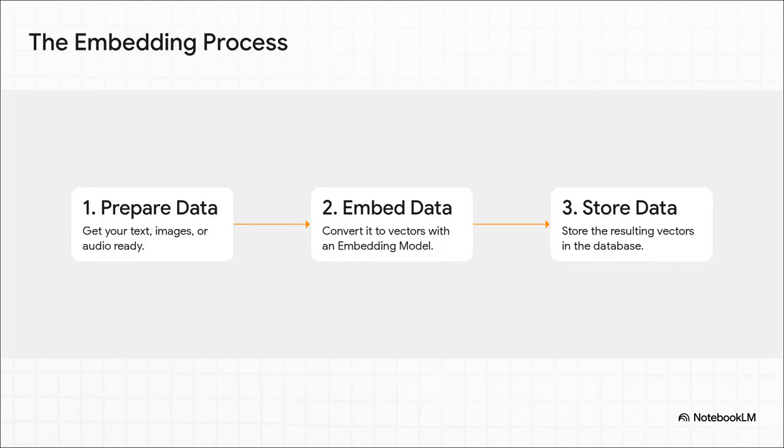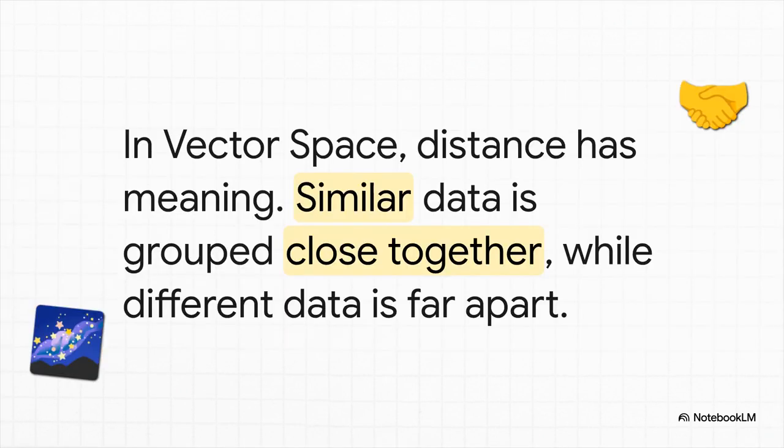It really just boils down to 3 simple steps. First, you get your data ready, your text, your images, whatever. Second, you run that data through an embedding model, which is the part that does the translation into vectors. And third, you store those brand new vectors in your vector database, where they're all ready to be searched. Simple as that.